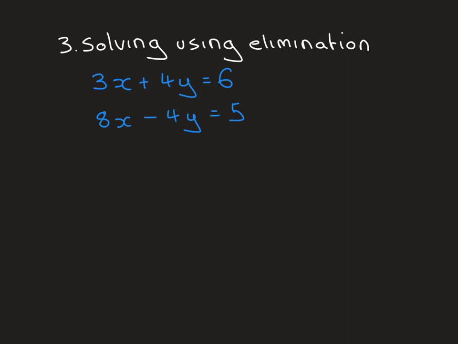So let's look at the final method we can use. This is probably the simplest and the easiest method to use for solving linear equations, and it's called solving using elimination. So what we're doing when we are solving using elimination is we're essentially adding the two equations together.